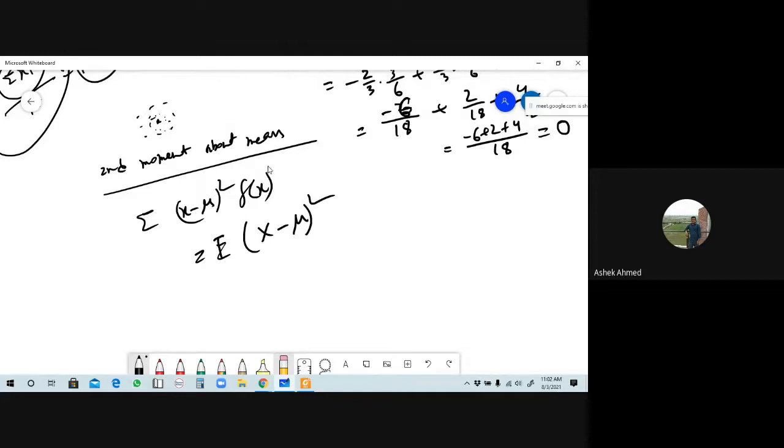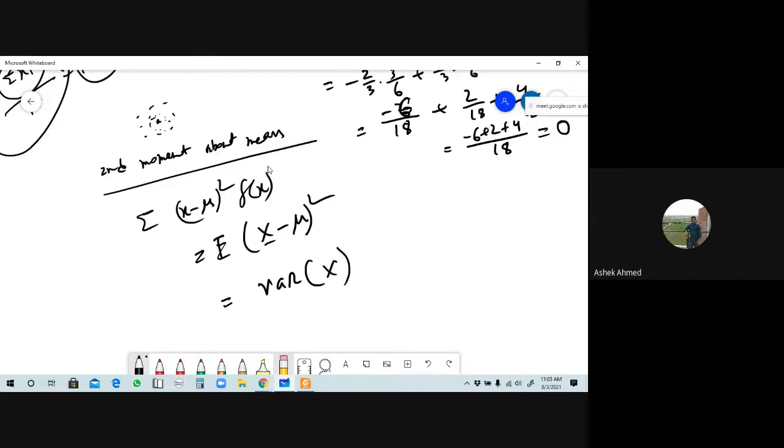Is it right? This is the expectation of (x minus mu) whole square. Is it right? Yes, sir. So this is called the variance of the random variable x here.